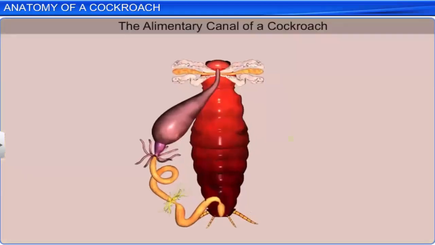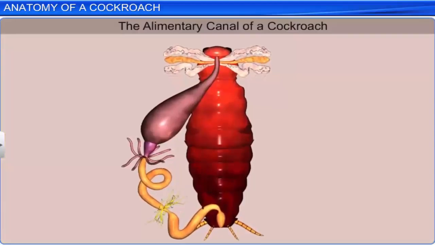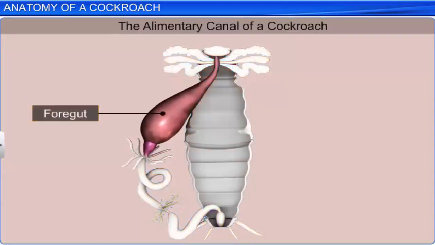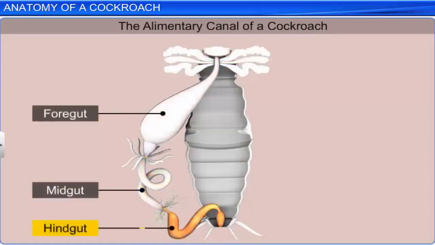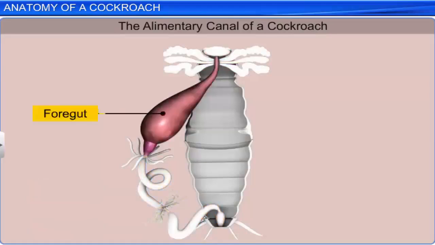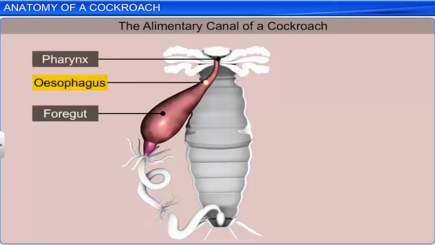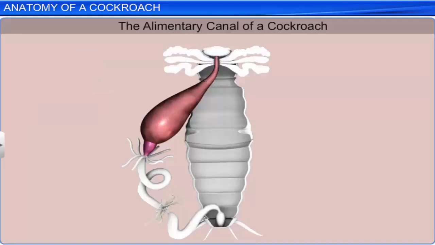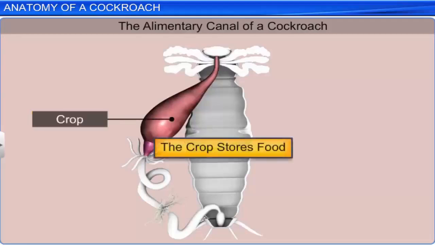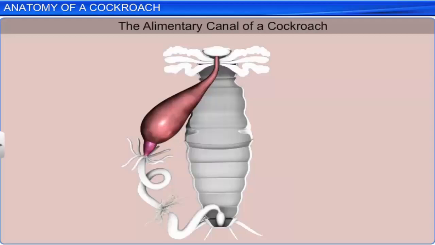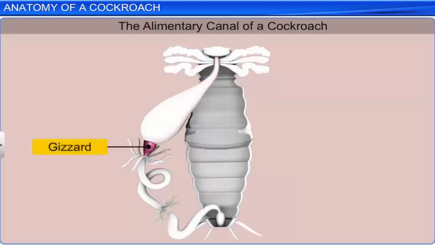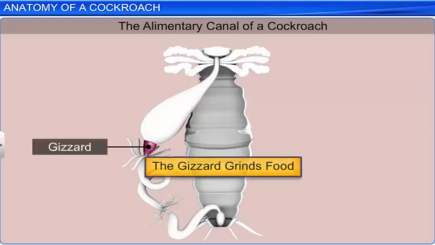The alimentary canal is present in the body cavity and is divided into foregut, midgut, and hindgut. The entire foregut is lined with cuticle and consists of a mouth which leads into a short tubular pharynx that continues into a narrow tubular esophagus. The esophagus opens into a large sac-like structure called a crop, which stores food. The crop is followed by a small conical gizzard or proventriculus, which grinds the food particles.